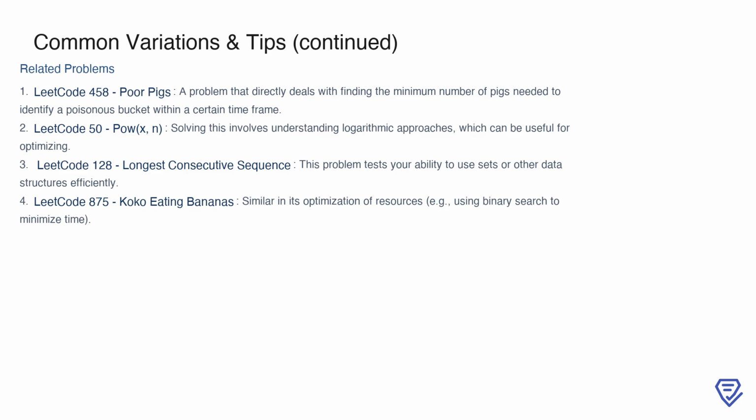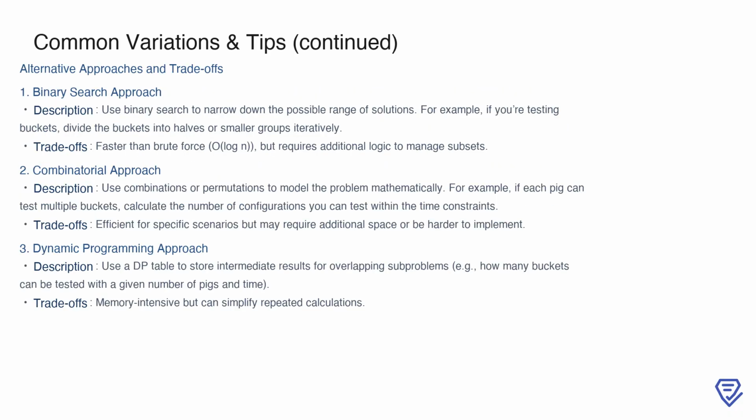Additionally, LeetCode 875, Koko Eating Bananas, is another example that involves resource optimization, such as using binary search to minimize completion time. Studying these related problems can provide new perspectives and techniques that may be directly applicable to the poor pigs scenario. There are several alternative approaches to solving the poor pigs problem, each with its own trade-offs.